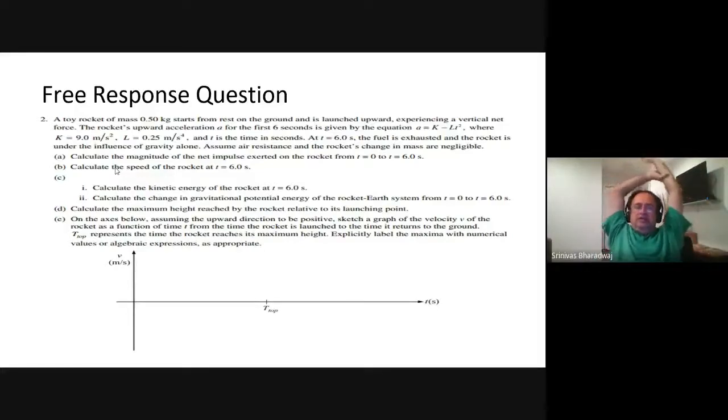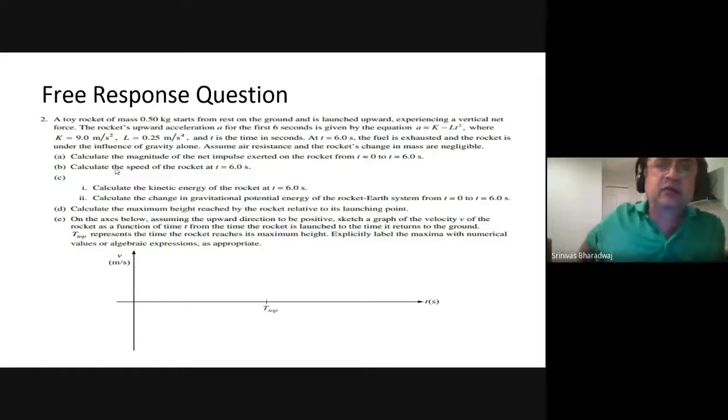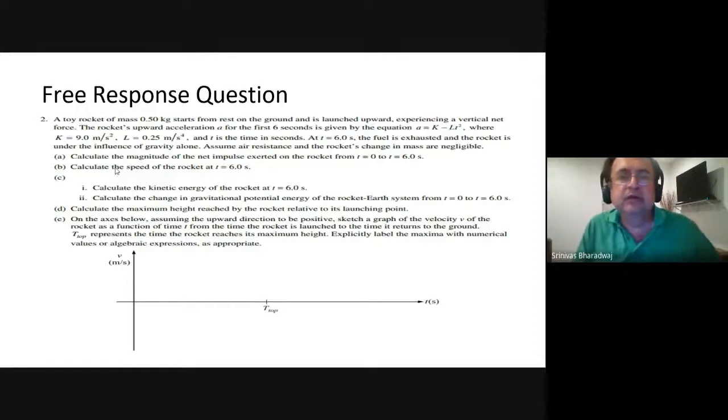So calculate the change in the gravitational potential energy from t equals 0 to t equals 6. Initially, it is m times g times h. Finally, also it is m times g times h. Once you've calculated the distance traveled, that will give you the new mgh. So the change will give you the total mgh, and using that you can calculate the change in the gravitational potential energy.